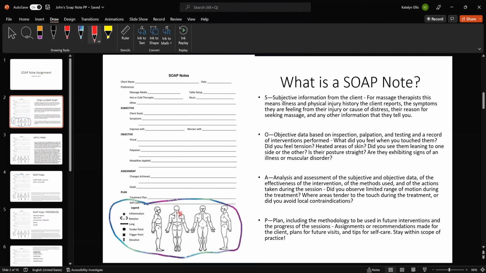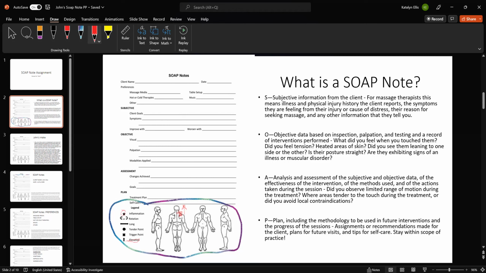They're describing that it's hot, that it's tender. I'm also going to observe that it was elevated. So I'm going to put an upwards arrow right above the shoulder. It was elevated. You can see this elevation right down here. All right, and the star for inflammation.